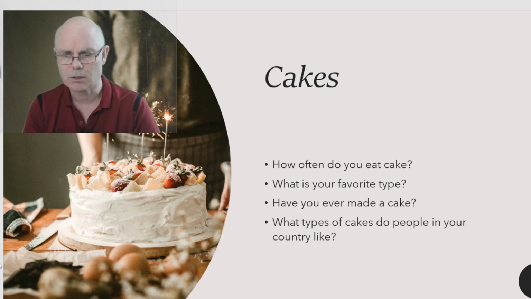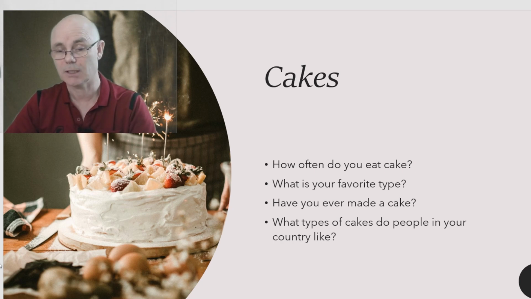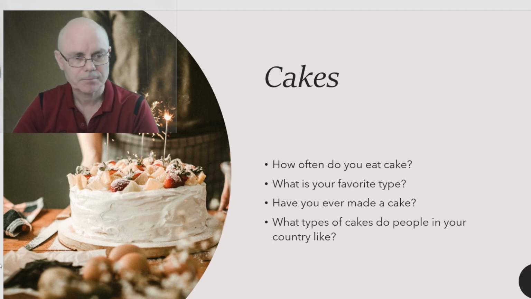What types of cakes do people in your country like? You could say whatever you like here. You can have more than one too. You could have a sentence about banana cakes, and then you could add on ice cream cakes as well. Quite like ice cream cakes. Banana ice cream cake. That's got me thinking.